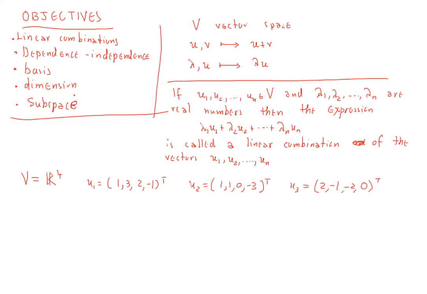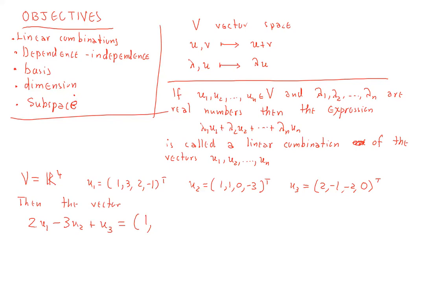Then the vector 2U1 minus 3U2 plus U3, meaning when I say plus U3, it's the same thing as saying plus 1 times U3, which is going to be equal to what? Let's see if we can do it from memory. So it's going to be 2 minus 3, that's negative 1, plus 2, that's 1.